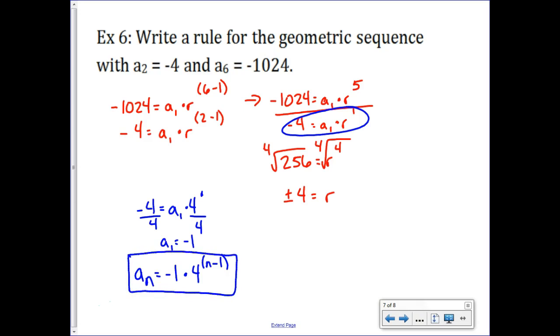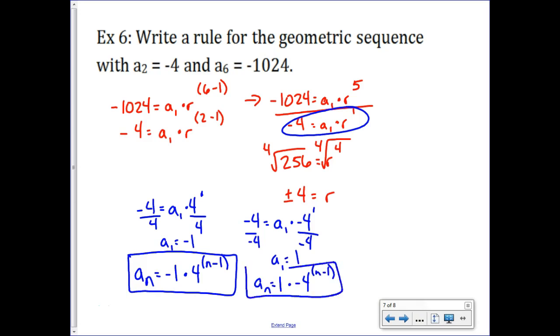However, if we use negative 4, we still have negative 4 is equal to, we don't know, a sub 1 times negative 4 to the 1st. If I divide by negative 4 on both sides, I get a sub 1 equals positive 1. So then this rule would be 1 times negative 4 to the n minus 1. Those are a little bit different.